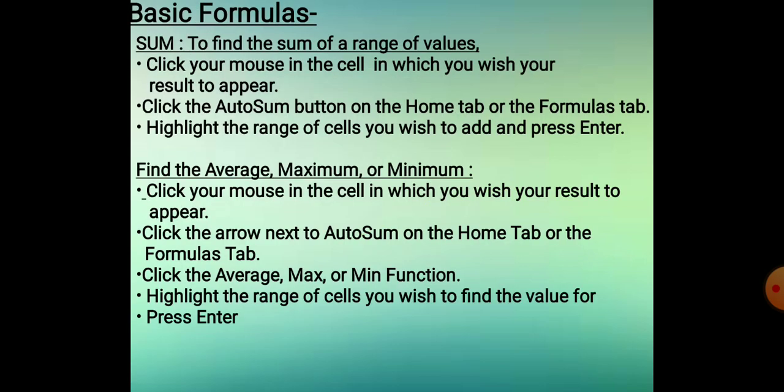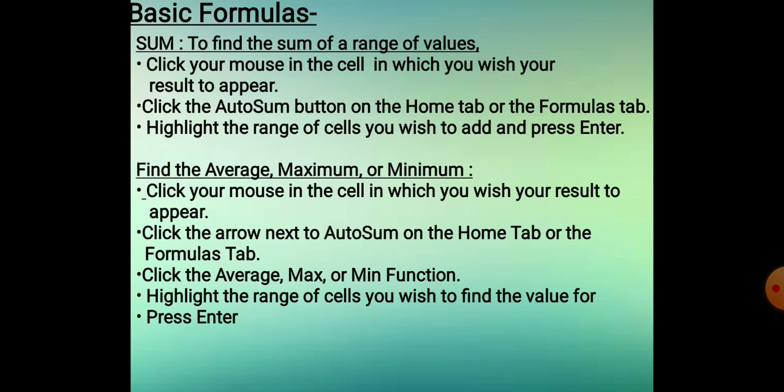Basic formulas. To find the sum of a range of values, we can follow these steps. To add the values in rows or columns, use the SUM function, which is a pre-written formula. To add all the values in a row or column, firstly, click the mouse in the cell where you wish to view the result. Then click the AutoSum button on the Home tab or the Formulas tab. Highlight the range of cells you wish to add. Then press the Enter key.